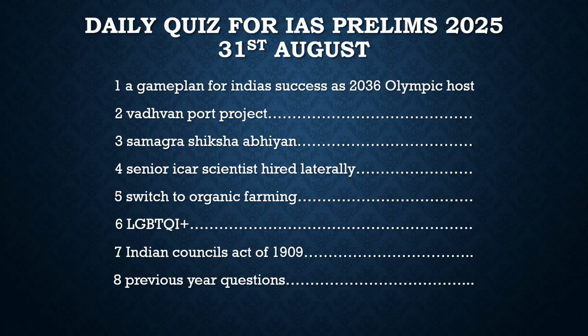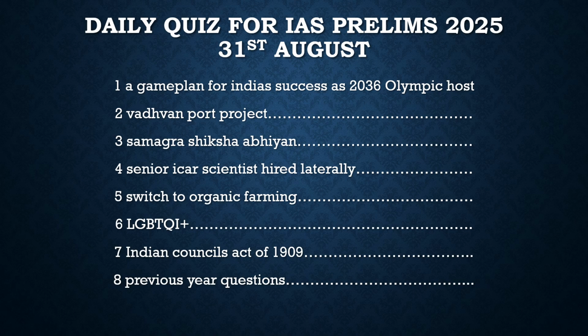So with respect to this, the government has come up with the initiative of the Vadhavan port project. It is going to be made in the Arabian Sea in Mumbai. After the completion of this port, it will be India's largest port, and it is also said that it will be among the top 10 ports of the world. The cost for this Vadhavan port project is estimated to be 76,000 crore rupees.